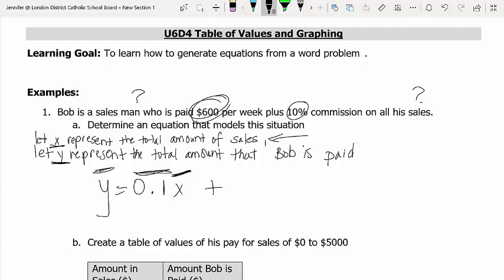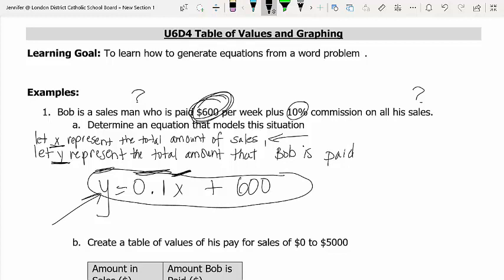plus another $600 every week. Okay? So there's the equation that represents how much Bob is paid.